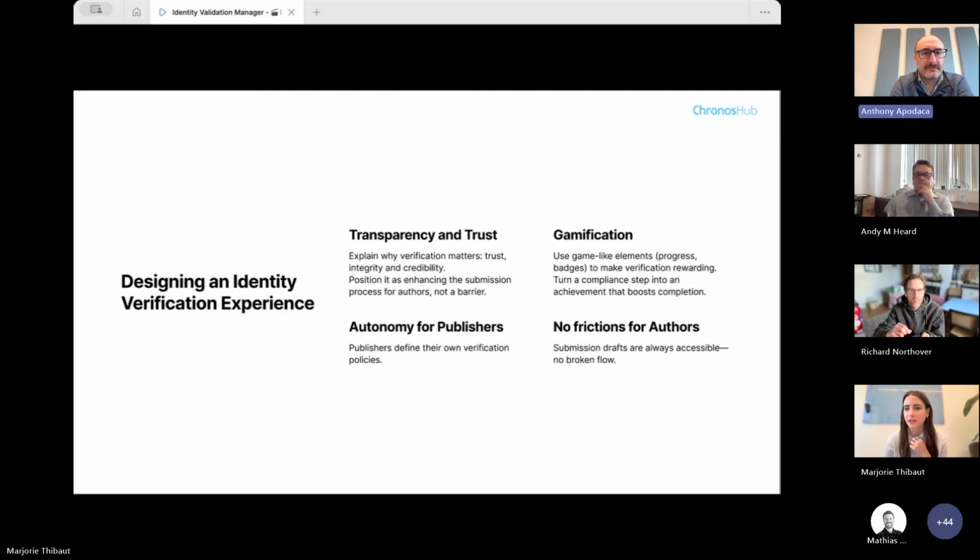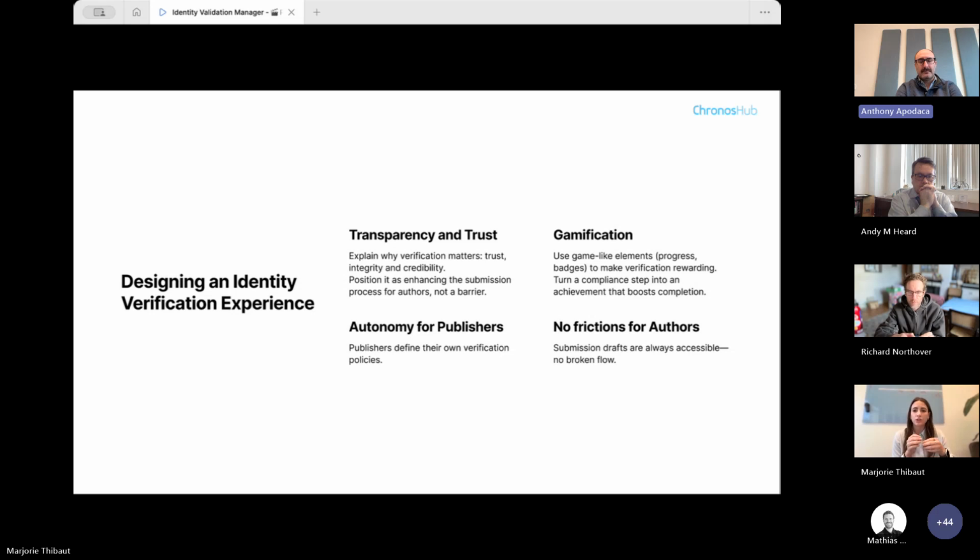So at ChronosHub, we started working on how to design an identity verification experience. And we have 4 elements that for us are very important to keep in mind. First, transparency and trust. So we are always clear about why verification matters. It builds trust, ensures safety. Transparency means explaining benefits upfront, verified profiles stand out and gain credibility. And this isn't about restriction, it's about enhancing the submission process for authors. It's not a barrier.